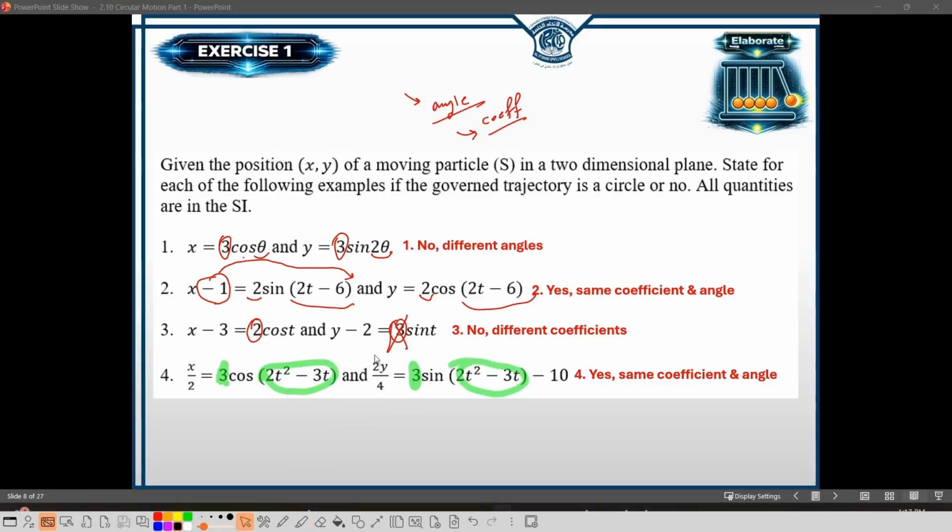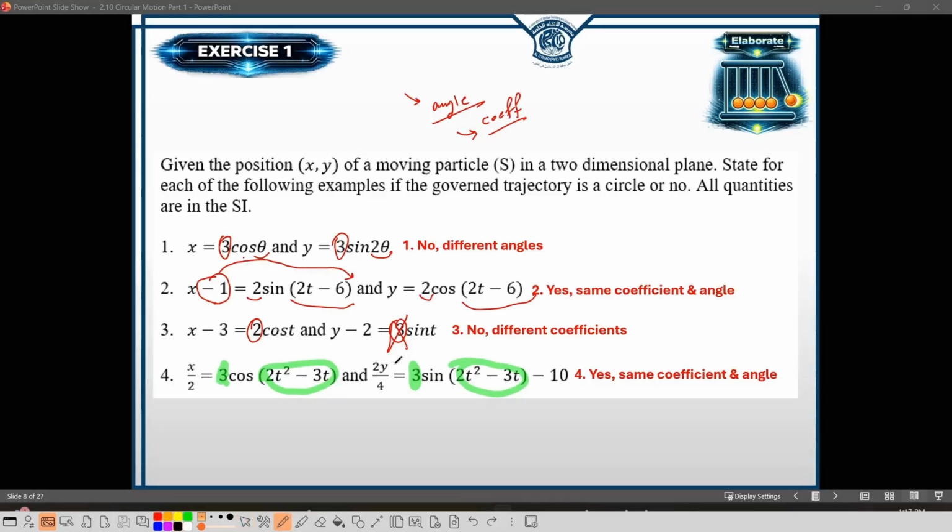Now, what about the x over 2 and 2y over 4? We can rewrite 2y over 4 as y over 2. Since they have the same denominator, they won't affect the coefficient. So after we simplify the fraction, 2y over 4, which is y over 2, is the same as x over 2, the same denominator. Since the denominator is the same in x and y, it won't affect the result on the right-hand side.